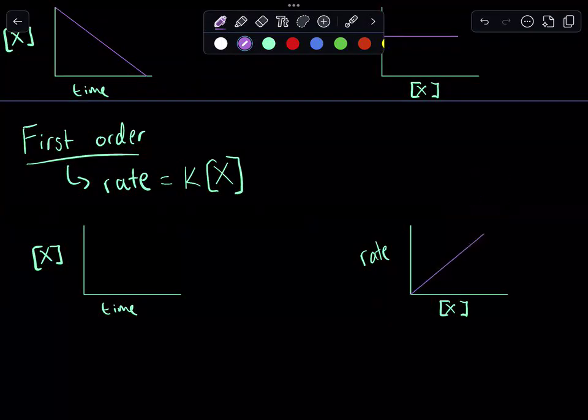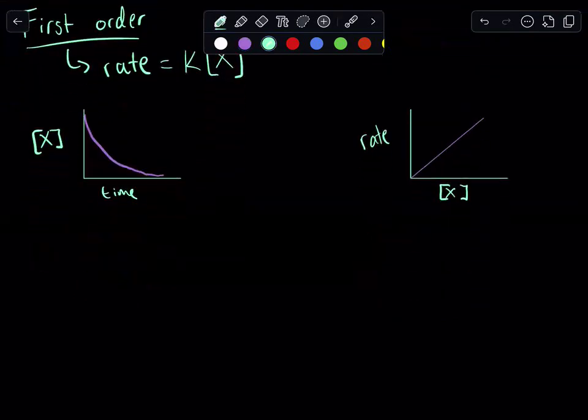That's going to be linear. This is a directly proportional or linear relationship. And as that rate increases with a higher concentration of X, conversely, when we look at our concentration over time, it's going to start with a quick decrease and smooth out. So this is our first order reaction.